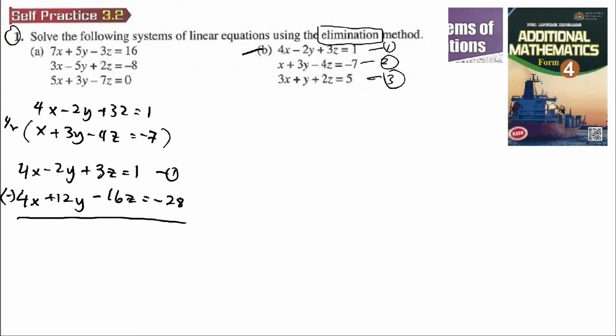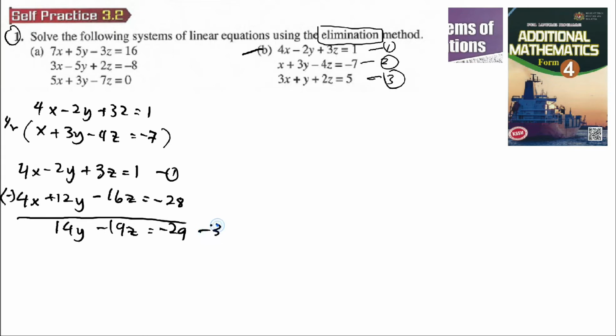So 12 minus 2, you get 14y. Negative 16 minus 3z, you get negative 19z. Negative 28 minus 1 is negative 29. So it doesn't matter if you want to minus up minus down or down minus up. Depends on you, as long as you minus. Why? Because you want to eliminate x. So 4 minus 4, you will get 0. You see here, your x is no longer here.